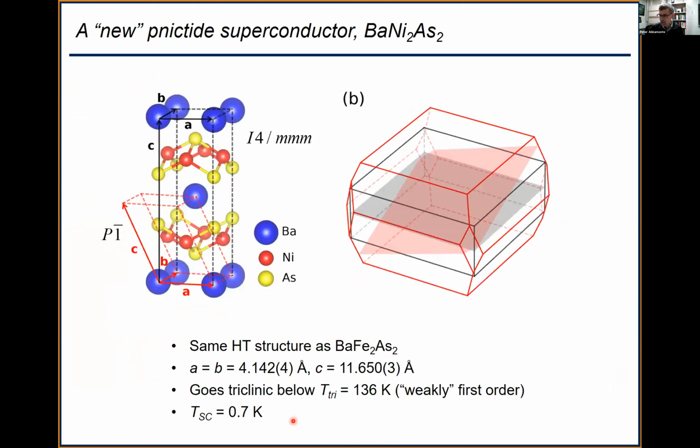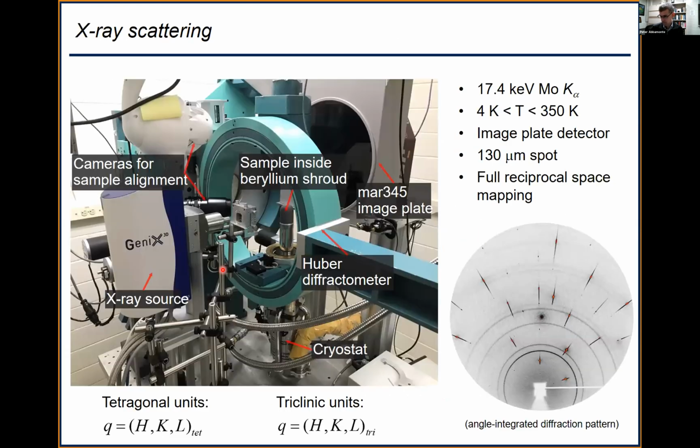Let me back up a second. This is how we've defined them. In the high temperature phase, we use this orthorhombic unit cell. It's the normal one for the pnictides. For the triclinic state, we use the reduced cell, which is this one. The only similarity between these two cells is that this barium atom is still crystallographically equivalent to this barium atom. But other than that, all the atoms become distinguishable in the low temperature state. Okay, anyway, that's just the way we've defined it.